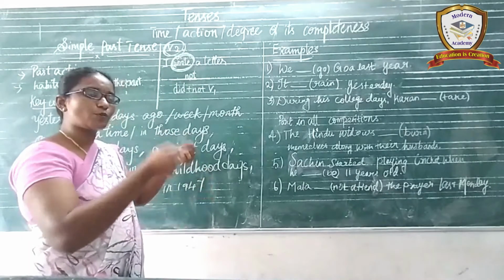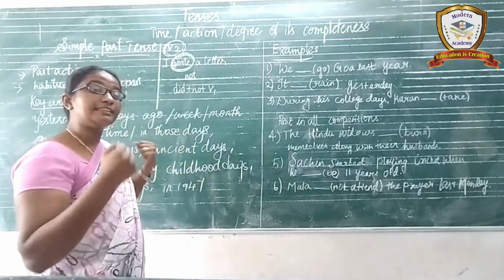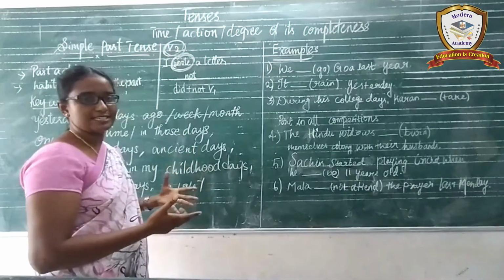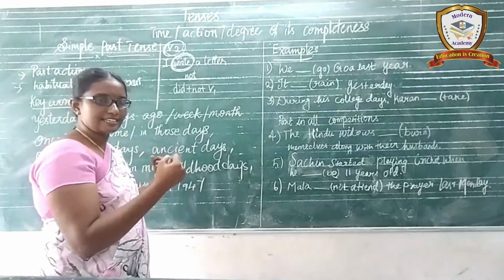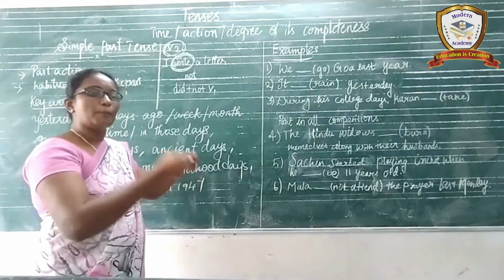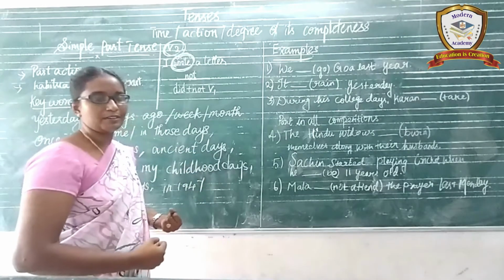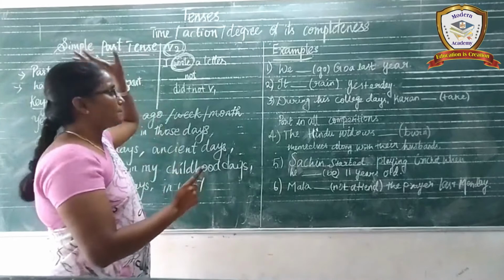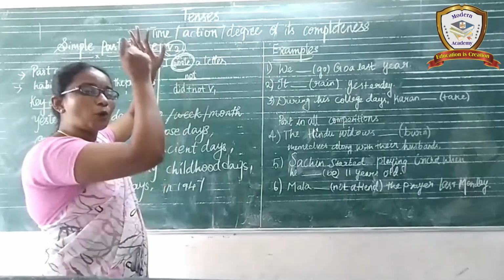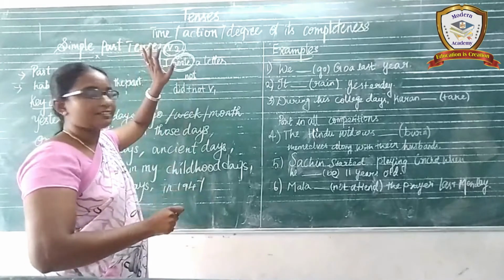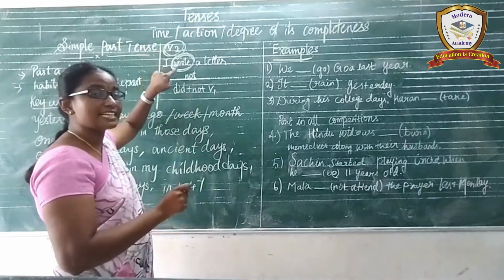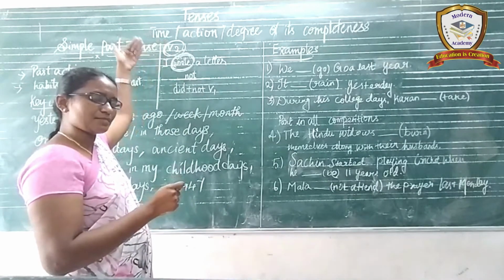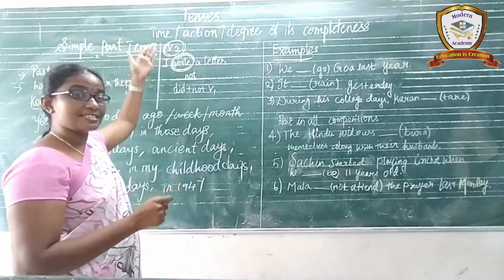The action which was completed in the past. Everything happened in the past. Past tense stands for yesterday's activities. Understand, children? Ancient days' activities. The present tense indicates modern day activities in the current era. Do you know the difference between simple present tense and simple past tense? Simple present tense indicates modern era, current digital era activities, and the next one, simple past tense, indicates the more ancient days. I mean yesterday's activities, yesterday, last month, last Sunday, last week, last year. Understand?